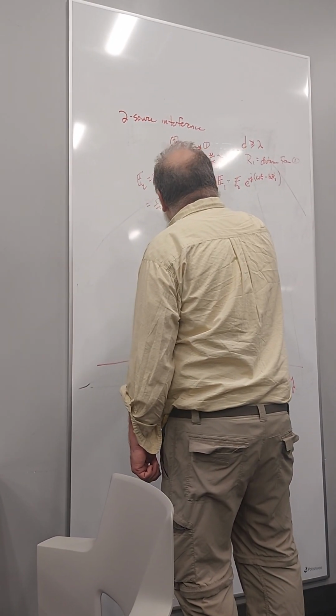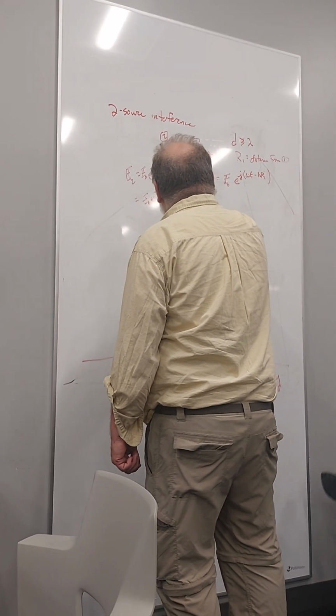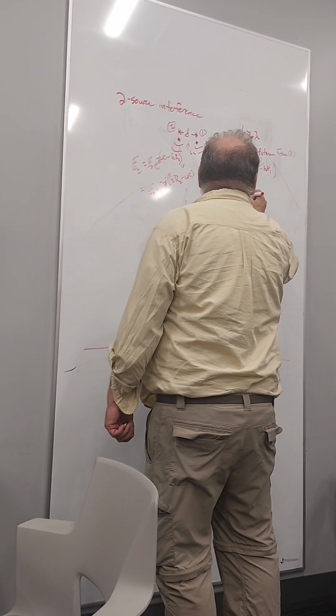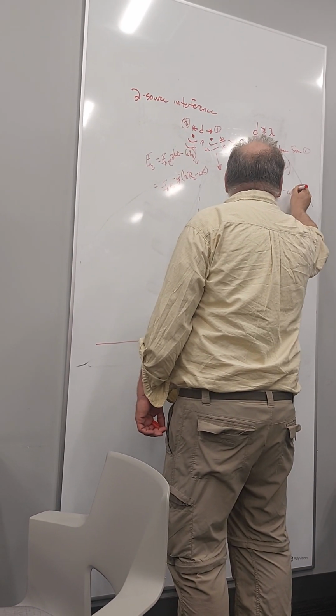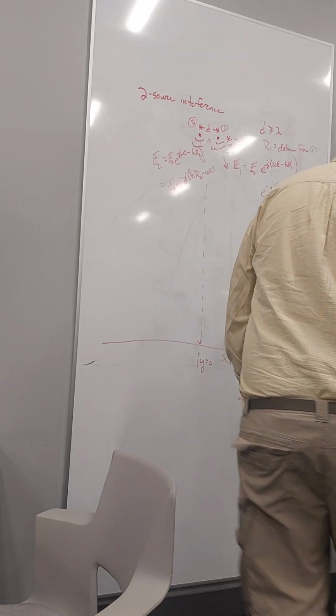I get e to the minus j k r2 minus omega t, and e to the minus j k r1 minus omega t. All right?